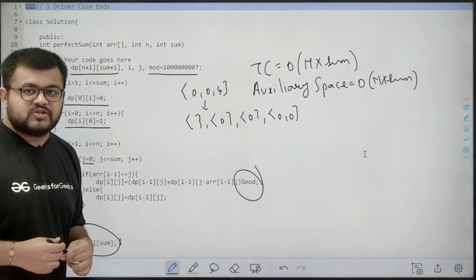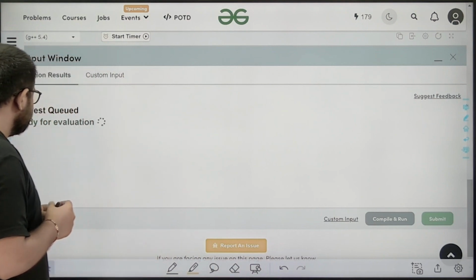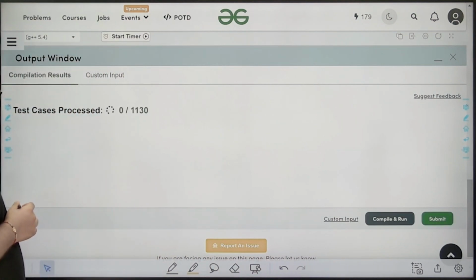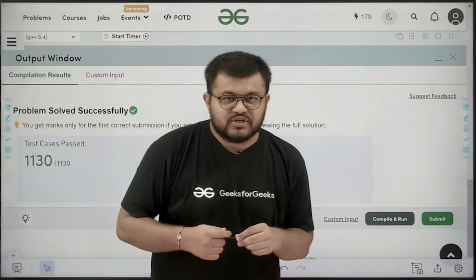Now let's submit this code. So let's submit it. So we have solved this problem successfully. I hope you have understood this solution completely.